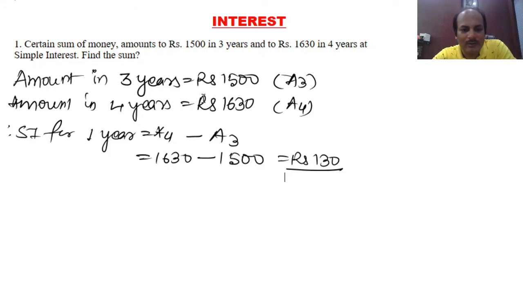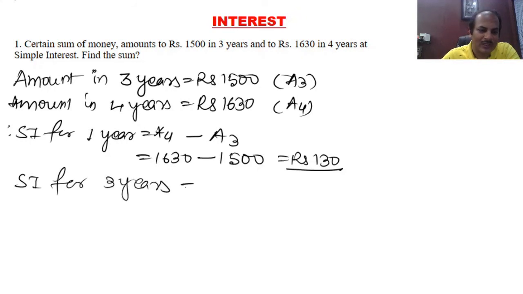Students, if I know the simple interest of 1 year, I can find the simple interest for n number of years simply by multiplying it with the number of years. Now, the first statement says that the amount in 3 years is given, that is rupees 1500. Taking the help of this value, rupees 130, I can calculate the simple interest for 3 years, which is nothing but 3 into 130, which is equal to rupees 390.